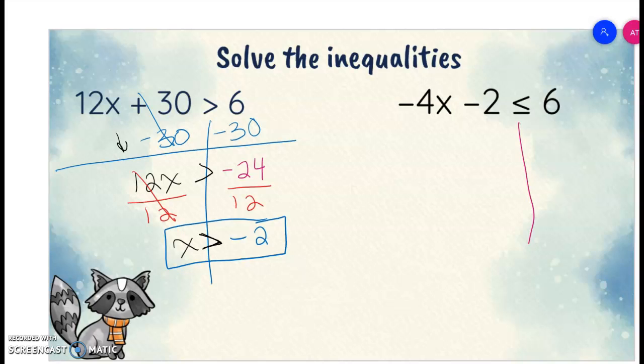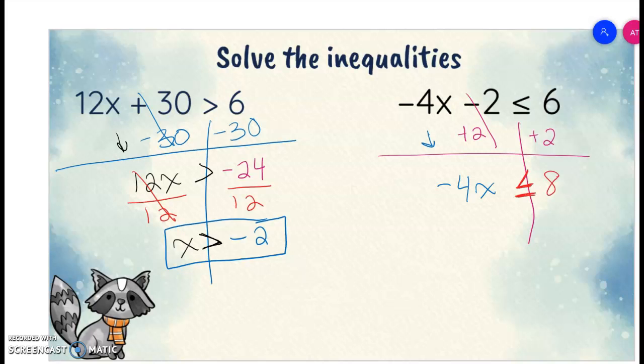Looking at this one over here, in order to get negative 4x by itself, I need to add 2 to both sides, because the opposite of a negative 2 is a positive 2. I'm going to bring down my negative 4x. I'm also going to bring down my less than or equal to sign. And 6 plus 2 is 8.